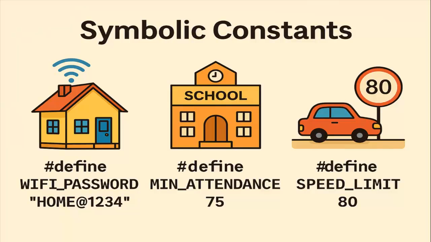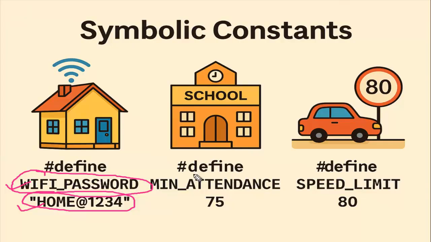Here you can see some examples. #define WIFI_PASSWORD, and this is our Wi-Fi password. #define MIN_ATTENDANCE, and here is the attendance 75. #define SPEED_LIMIT 80. So here you can see in the first example we are using this symbol. WIFI_PASSWORD is a symbol and this is a constant value. So for this particular constant we are using a symbol. That's why it is called symbolic constant.